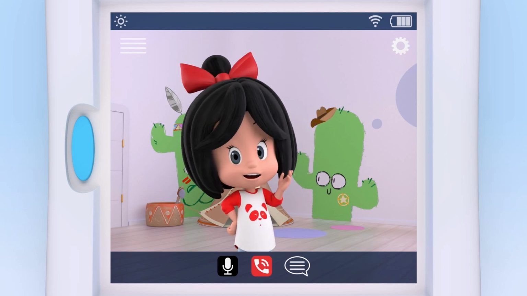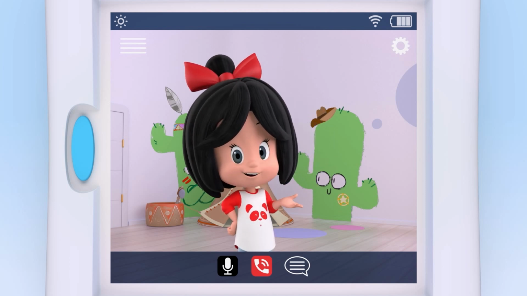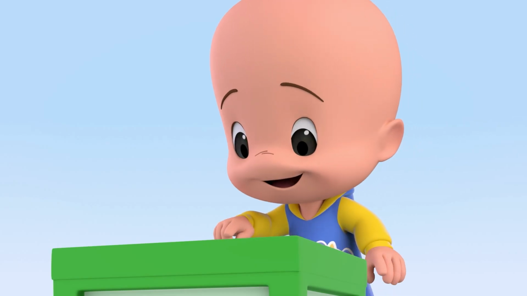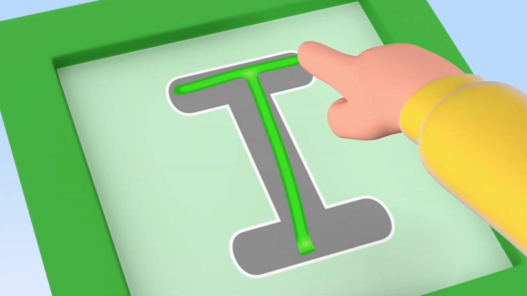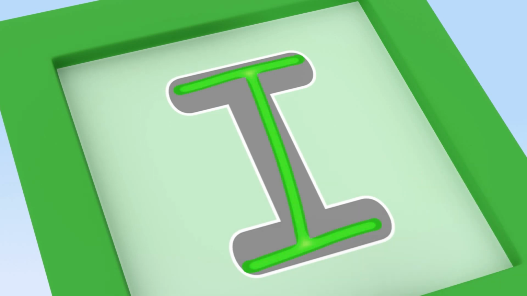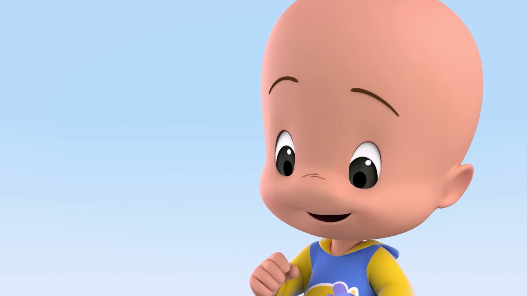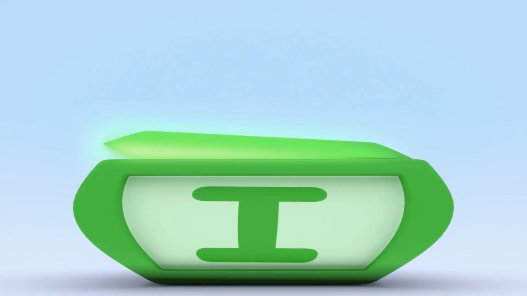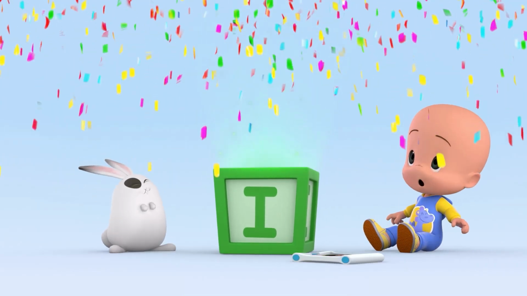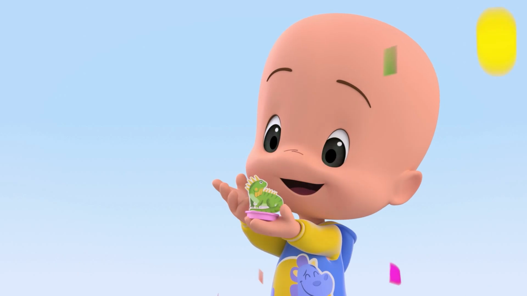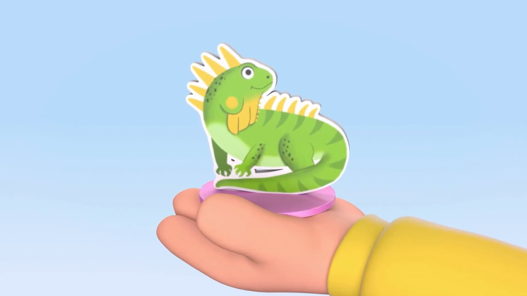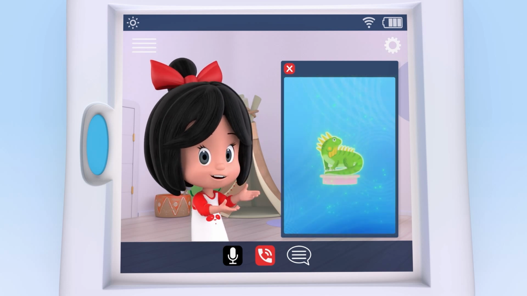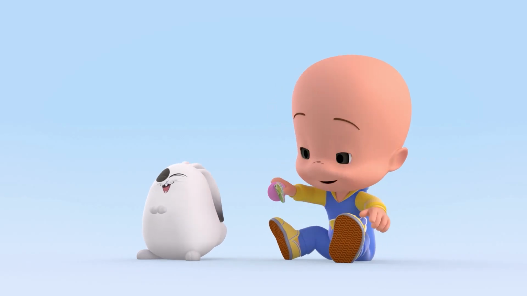Do you know of any animal that starts with an I? I. Iguana. Good, Cuquín. Yes. I is for iguana.